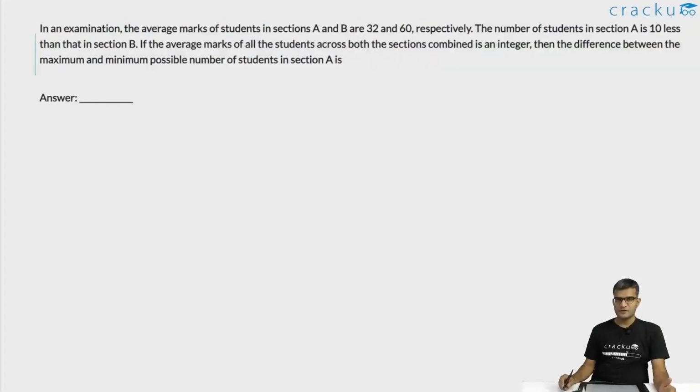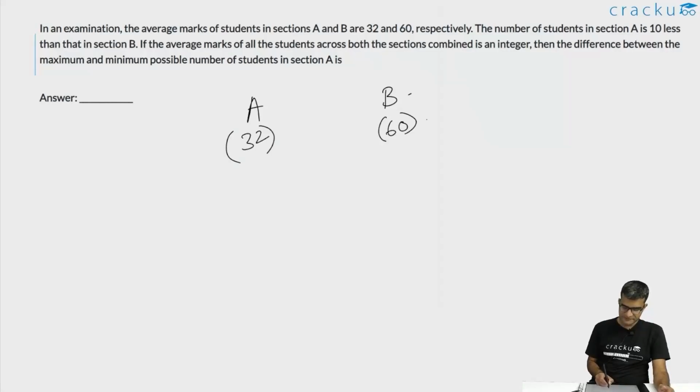In this question, we are told that there are two sections, A and B. The average of A is 32, the average of B is 60. We are told that the number of students in B is 10 more than the number of students in A. So if you assume that there are A students in A, the number of students in B is A plus 10. Therefore, the total number of students in both the sections together will be 2A plus 10.